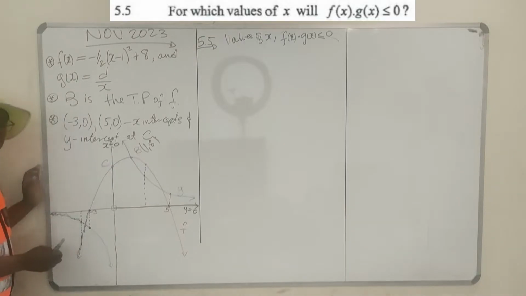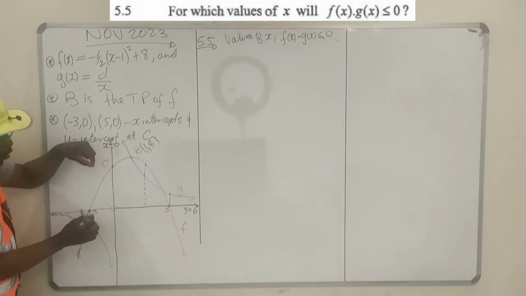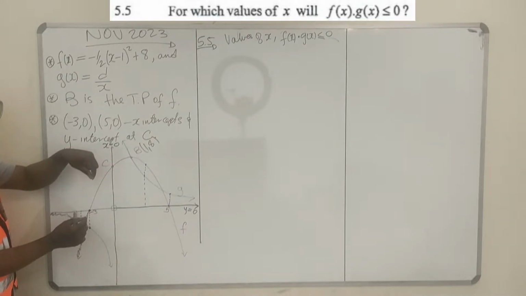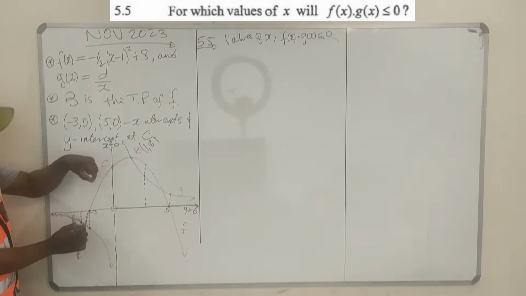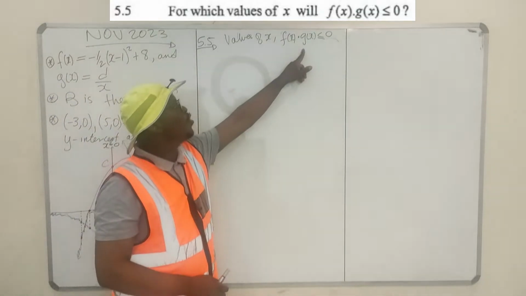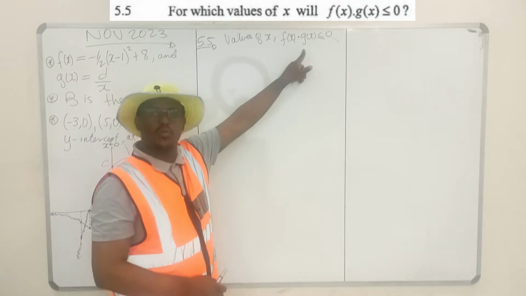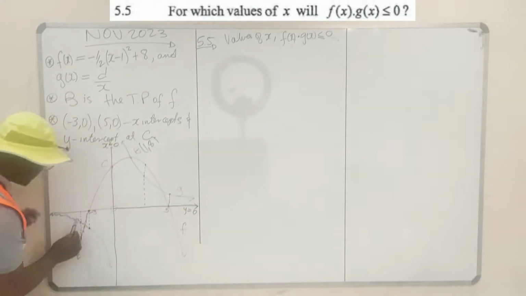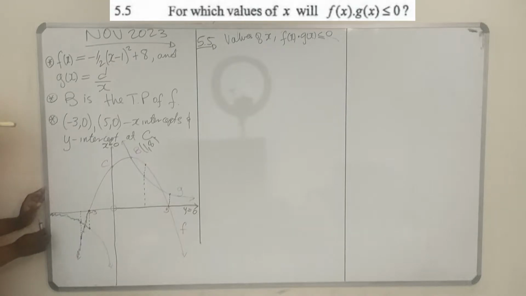So the product of f and g at any two y values that are directly above each other will be greater than 0, which is not the condition that we're looking for. The condition that we're looking for is the product being less than or equal to 0. So on the left-hand side of minus 3, the product will always be positive, because if you multiply any two y values, they will both be negative. So the product will be positive.